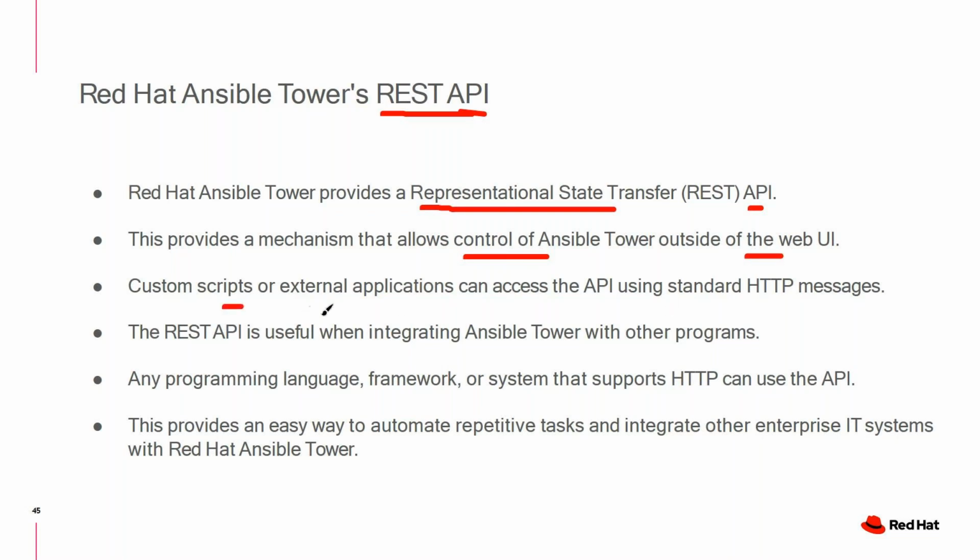Custom scripts or external applications can access the API using standard HTTP, Hypertext Transfer Protocol, messages. The REST API is useful when integrating Ansible Tower with other programs. Any programming language, framework, or system that supports HTTP can use the API. This provides an easy way to automate repetitive tasks and integrate other enterprise IT systems with Red Hat Ansible Tower.